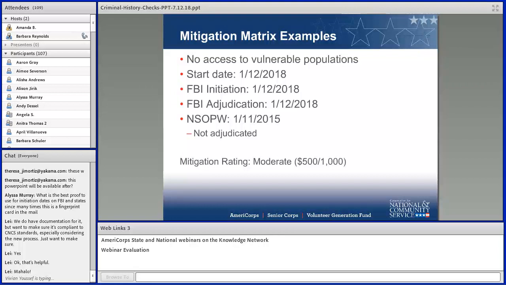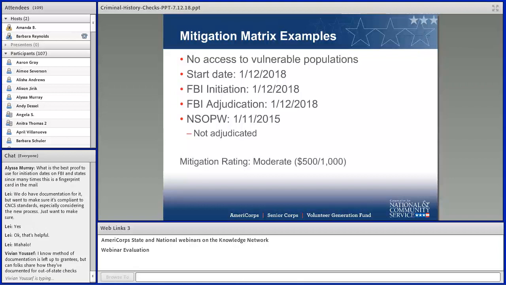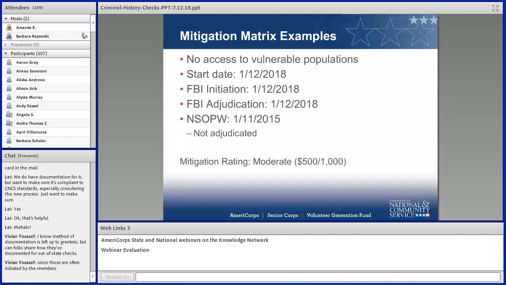All right, we'll wait for one. I see Vivian is typing. We will wait for her question, and we'll move on. There'll also be time for Q&A at the end. I know method of documentation is left up to grantees, but can folks share how they have documented for out-of-state checks, which are often initiated by the member? Oh, is that a question you were asking everyone else? Okay, cool. If people know and want to share that, feel free to answer in the chat box. All right, we're going to move on.